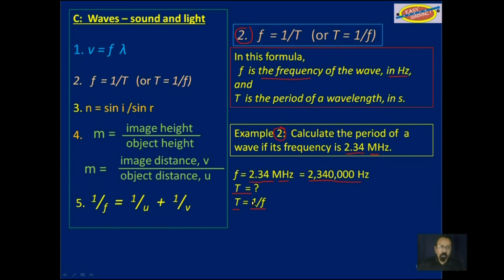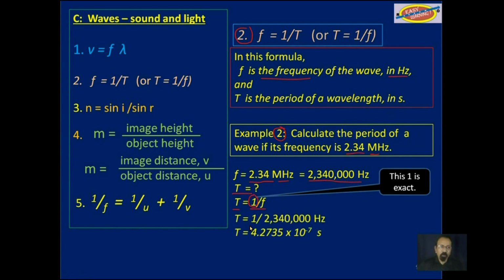Period is equal to 1 over f. Remember, this one here is exact. So 1 over the frequency, and we get 4.2735 times 10 to the negative 7 second. We will round that off to 3 significant figures, 1, 2, 3, and we get 4.27 times 10 to the negative 7 second, correct to 3 significant figures.